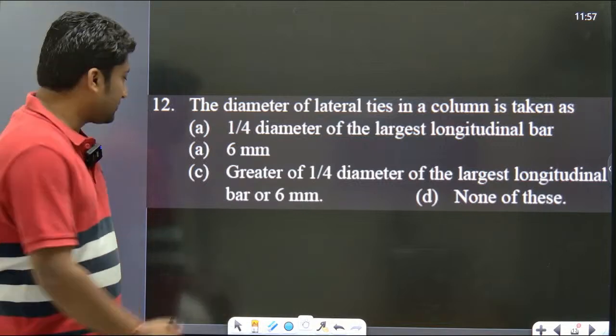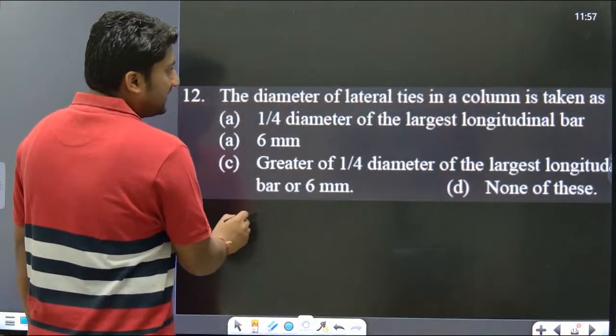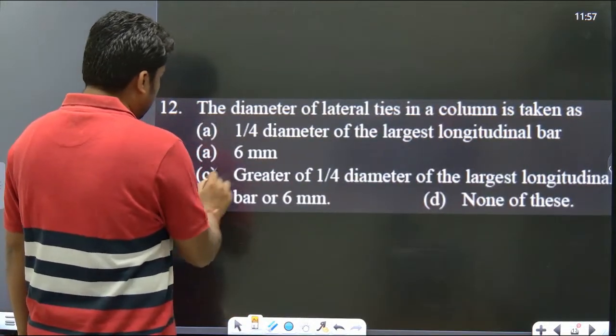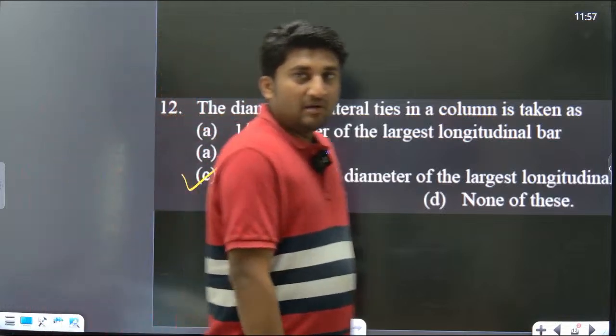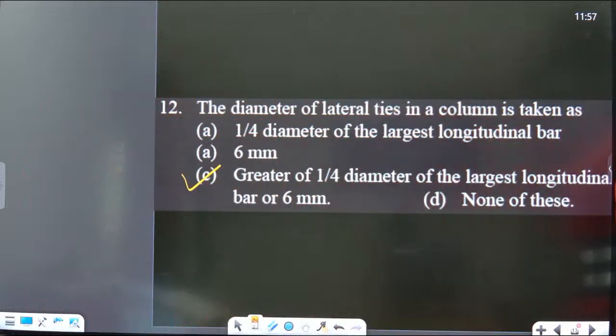So here the correct answer is option C. Look very carefully. This is a very important question. Please put a star mark on this, each and every student.